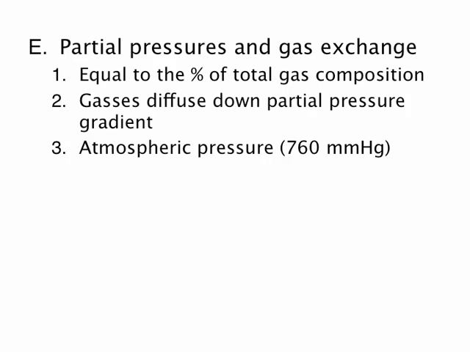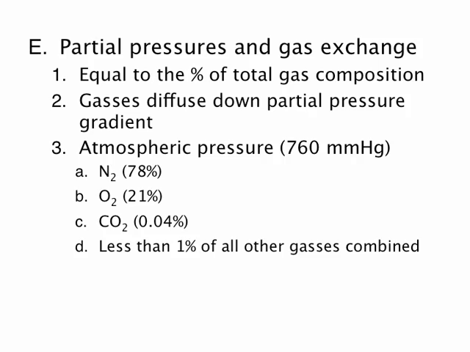Atmospheric pressure, under normal circumstances, is 760 millimeters of mercury. Nitrogen makes up 78% of what you're breathing in the air. Oxygen only makes up about 21% of what you're breathing in the air. And then carbon dioxide is 0.04%. The rest of it is insignificant numbers of other gases. So then less than 1% of all other gases combined.